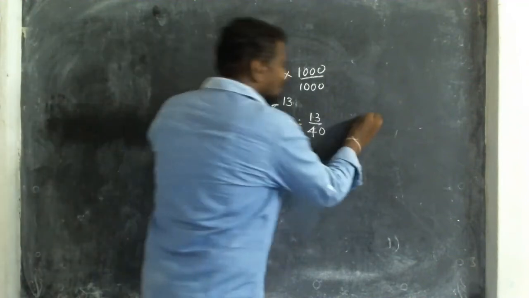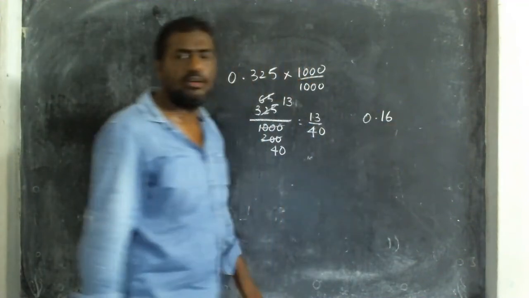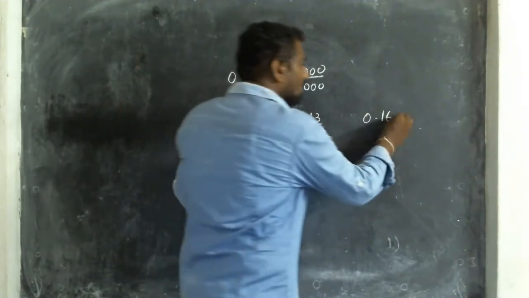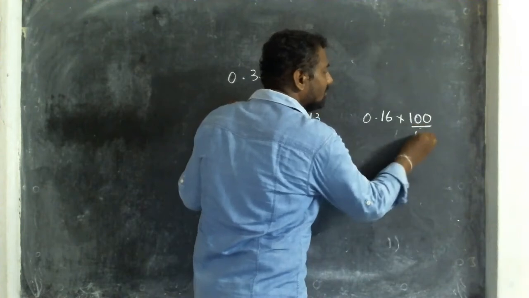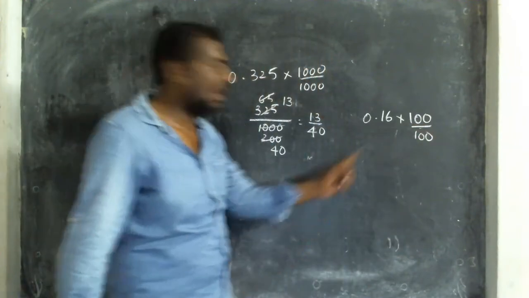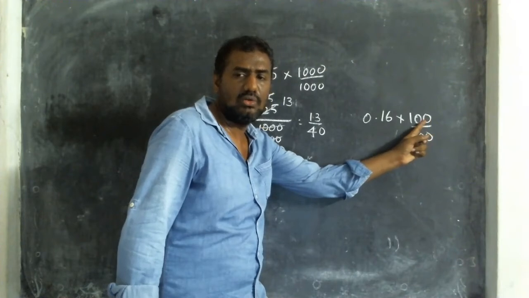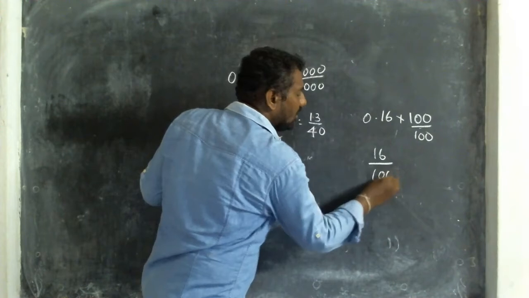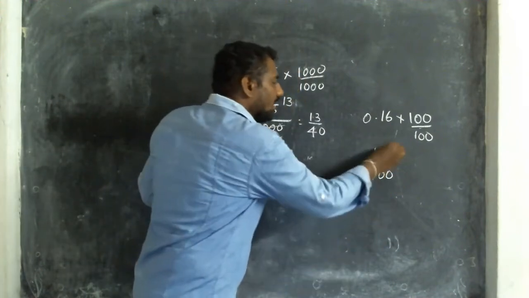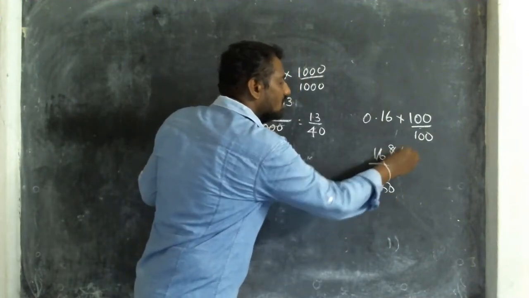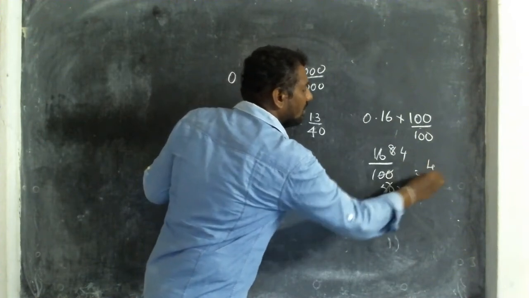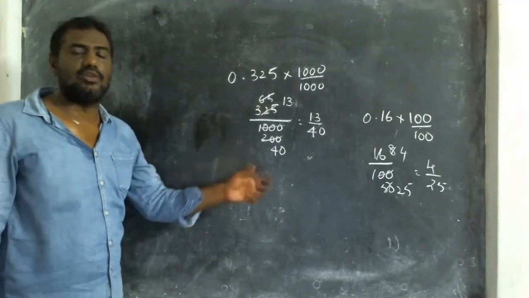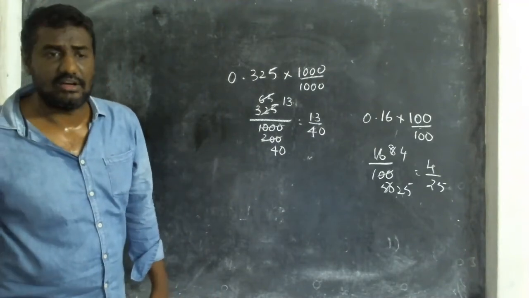Suppose one question is there: 0.16. How to convert into P by Q? After the decimal, two numbers are there. When two numbers are there, we have to multiply with 1 followed by two zeros, that is 100. Two zeros are there, two values are there, so we can remove the decimal and write 16 by 100. This also we can cancel. 2 8s are 16, 2 50s are 100. 2 4s are 8, 2 25s are 50. So 4 by 25. In this manner, we can write the P by Q form.